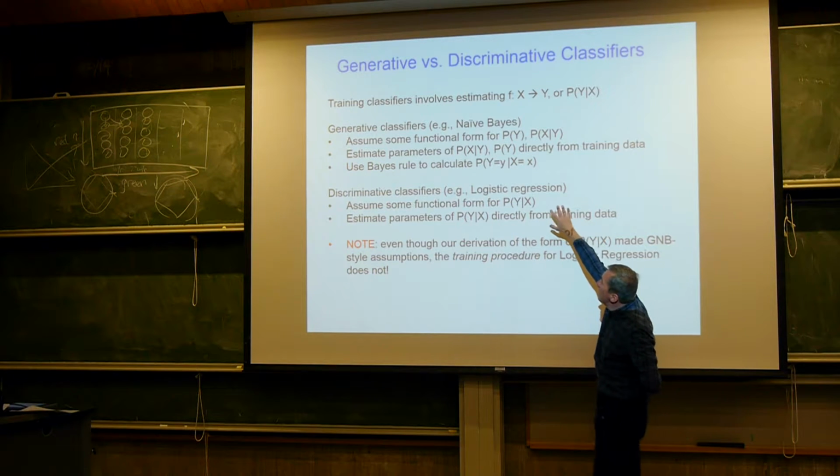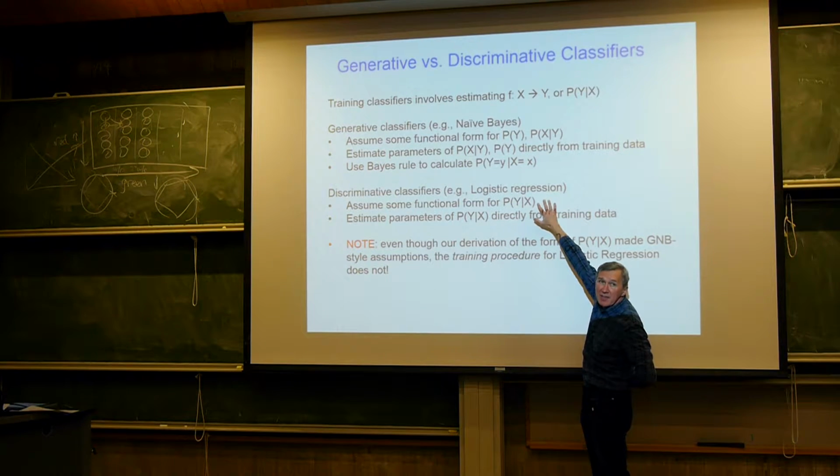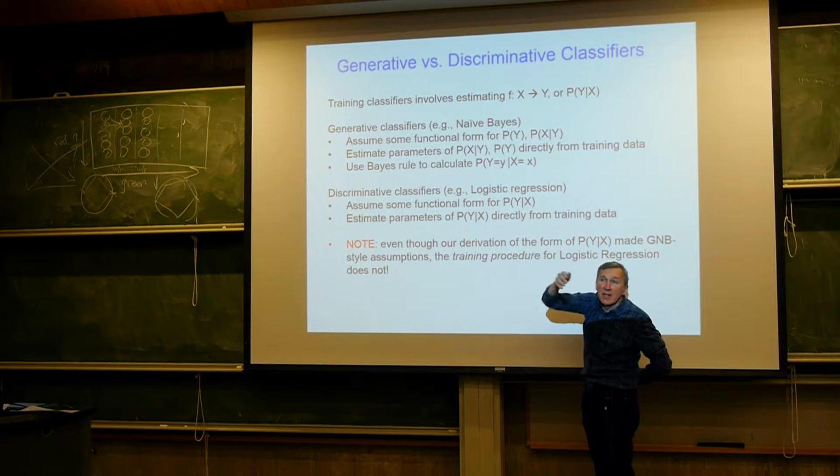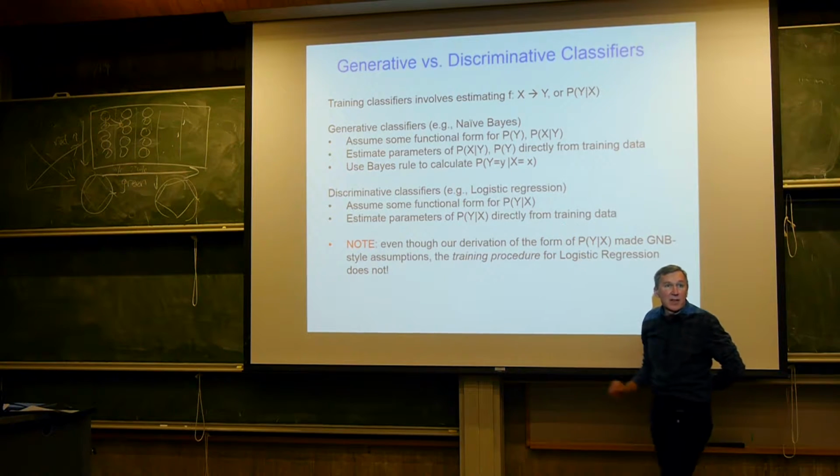On the other hand, in contrast, if we have a discriminative classifier, such as logistic regression, then we instead just assume some form for P of y given x. And that's what we did. And then we directly estimate those.